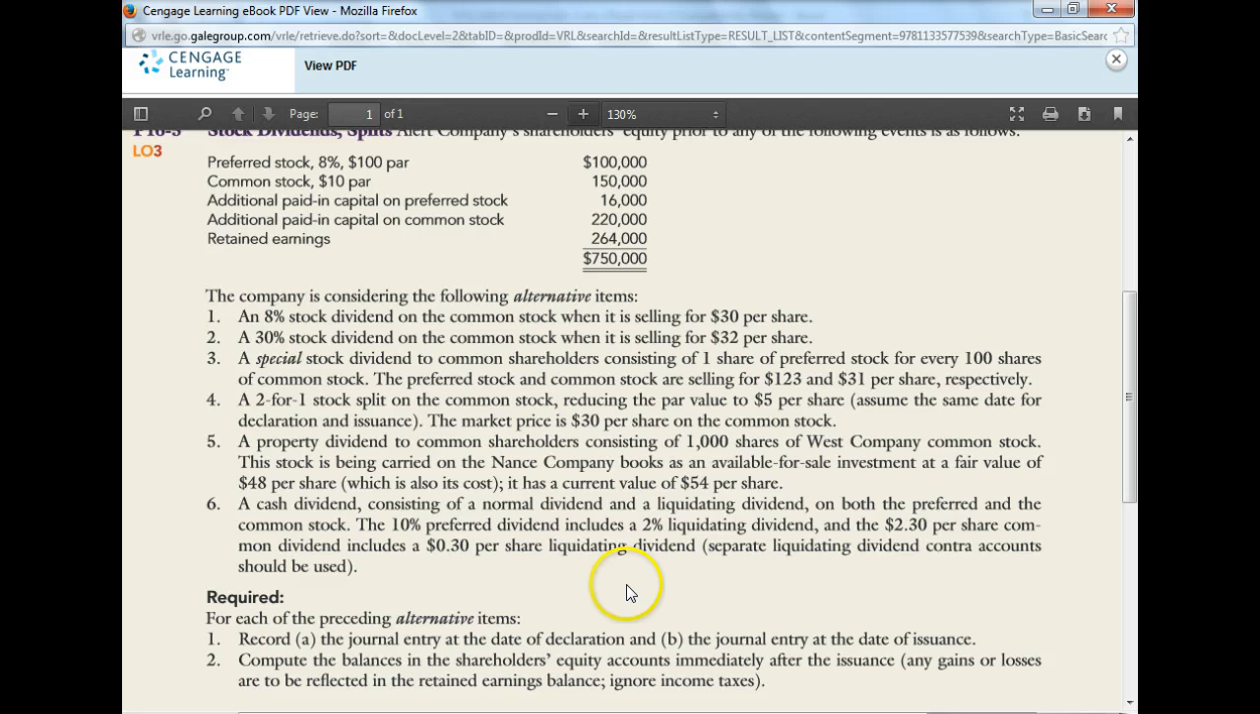Next, a property dividend to common shareholders consisting of 1,000 shares of West Company common stock. This stock is being carried on the Nance Company books as an available for sale investment at a fair value of $48 per share, which is also its cost. It has a current value of $54 per share. So we're dealing here with a property dividend that's going to be 1,000 shares of West Company common stock. How are we going to handle this one, guys?